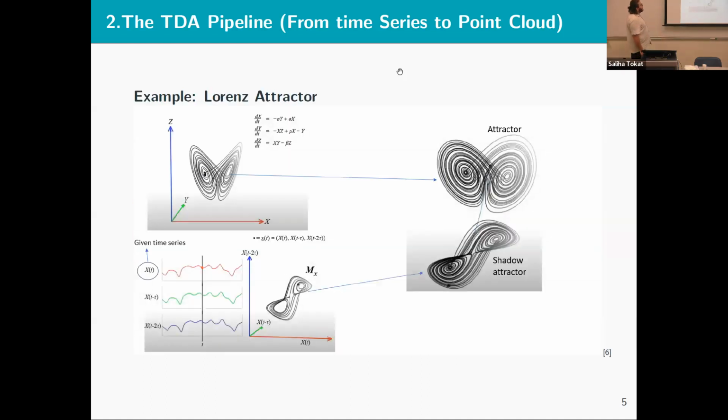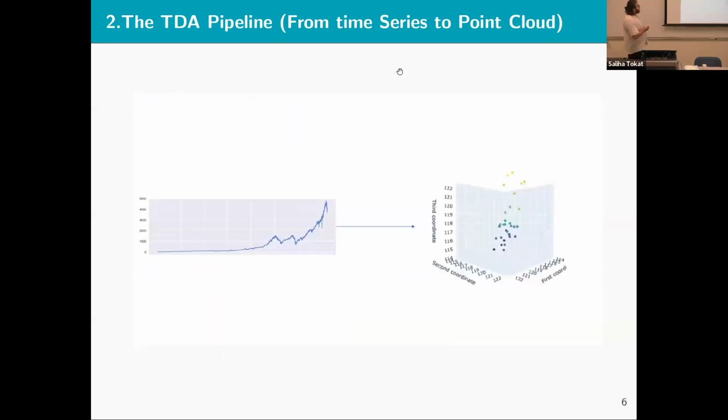To clarify the idea, let's look at the example of the Lorenz attractor. Firstly, a time series x_t is given to us, and by choosing the time delay tau and dimension 3, we will have a point cloud, the shadow attractor. If we pick this tau well, the original attractor and the shadow attractor will be diffeomorphic to each other. With the same process, we convert a time series into a point cloud.